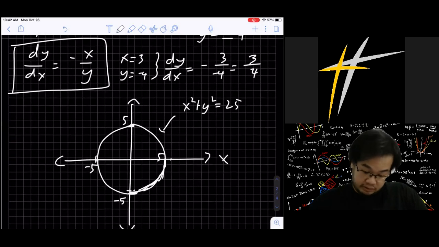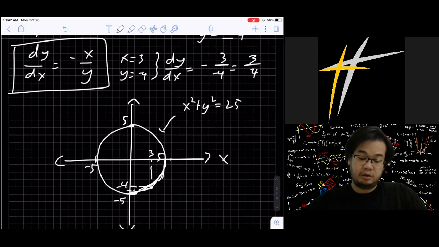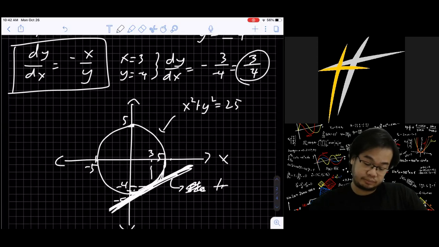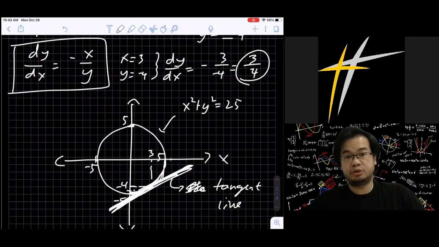So at the point (3, negative 4), the slope is 3 over 4. Then draw the line with slope 3 over 4. If you do it correctly, this line will be the tangent line. It's supposed to be a tangent line.